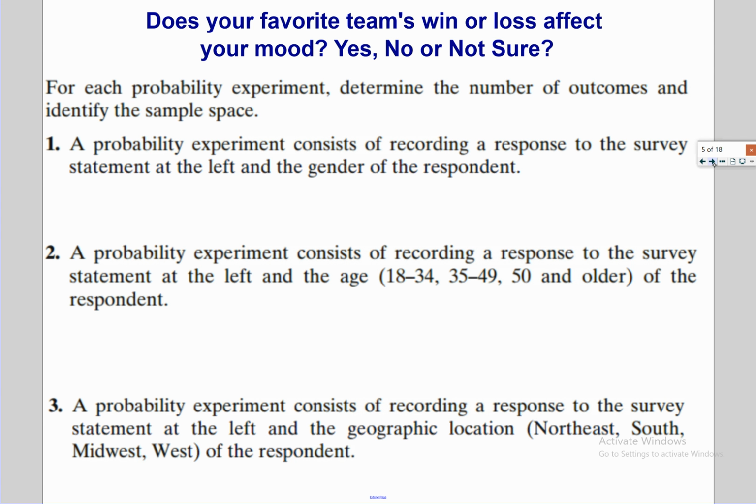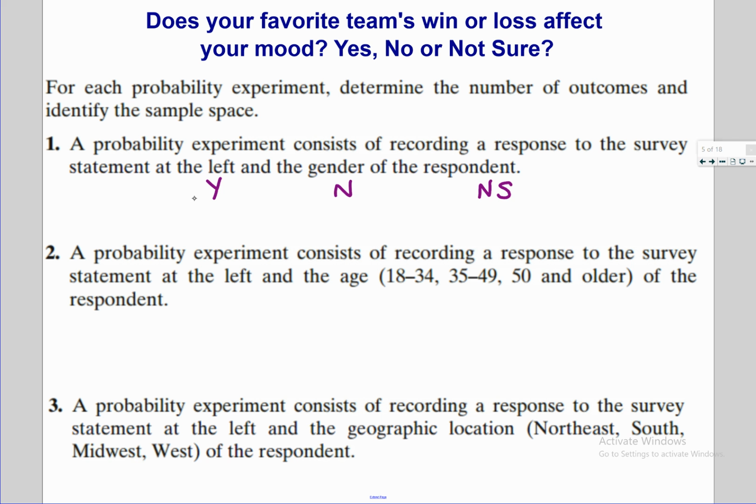It says a probability experiment consists of recording a response to the survey statement at the left, which I put at the top here for you guys, and then the gender of each respondent, okay? So again, you can start with the tree diagram. The first question that's being asked is, does your team's win or loss affect your mood? Yes, no, or not sure. So yes, no, or not sure are the 3 possible options to start.